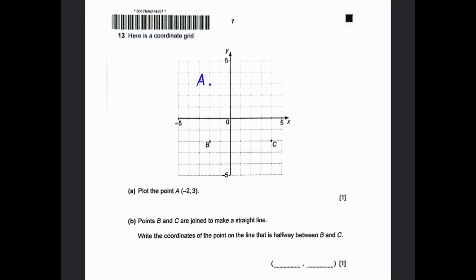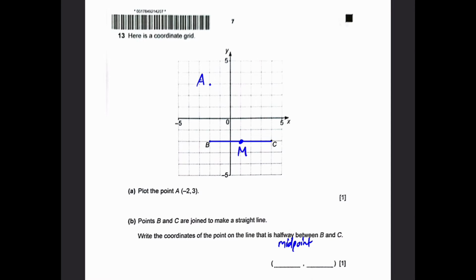B, points B and C are joined to make a straight line. Find the coordinates of the point on the line that is halfway between B and C. So that'll be the midpoint, right? And we need to find the midpoint of line BC. So if we draw to make a straight line, we can see that this line is 6 units long. So the midpoint will be 3 units from each point. So this is the midpoint.